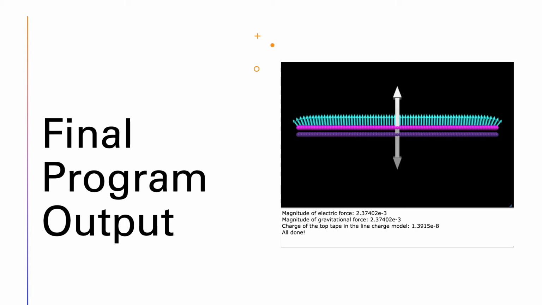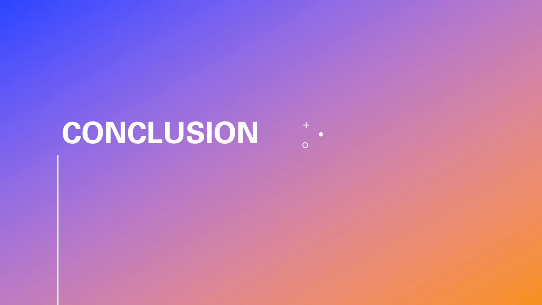And then the final program output, this is after I changed the charge to the correct value, and you can see the magnitudes are now equal, and it prints out the correct charge of the top tape in the line charge model. And here's just a link you can click if you'd like to go into that.